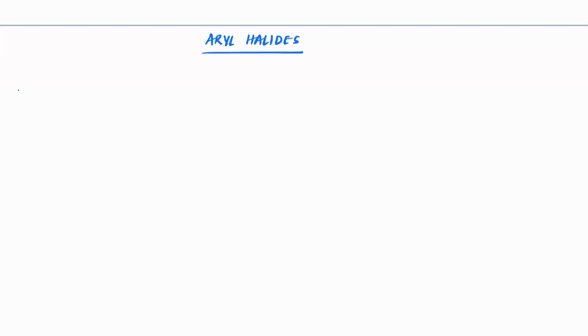So the first one is aromatic nucleophilic substitution. It has various names, but mainly the common abbreviation used is ArSN. The other way of representing it is SNAr also, like SNAr2 and so on.